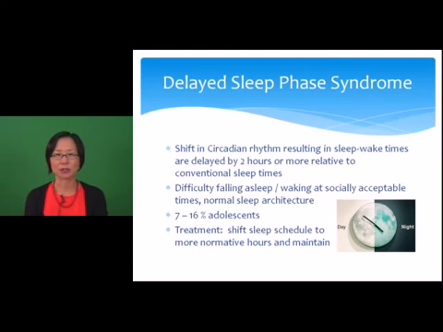Delayed sleep phase syndrome is another sleep disorder, and this is common in adolescents. 7 to 16% of them suffer from this. And this is when they experience a shift in their normal circadian rhythm, where their sleep-wake times are delayed by 2 hours or more relative to what would be considered conventional sleep times.